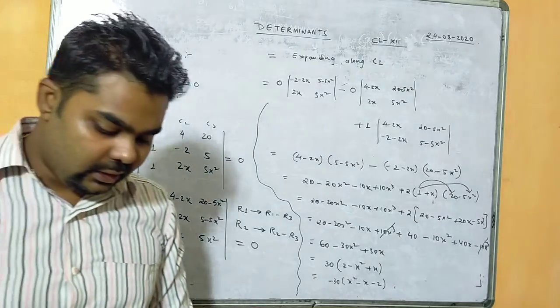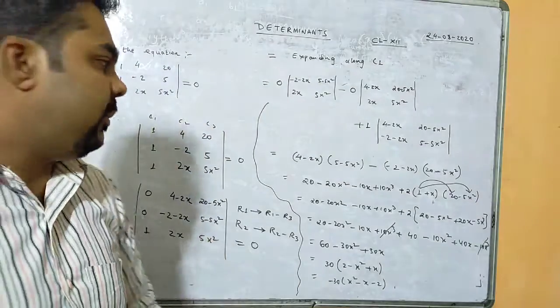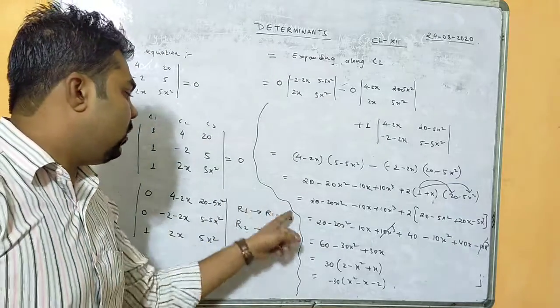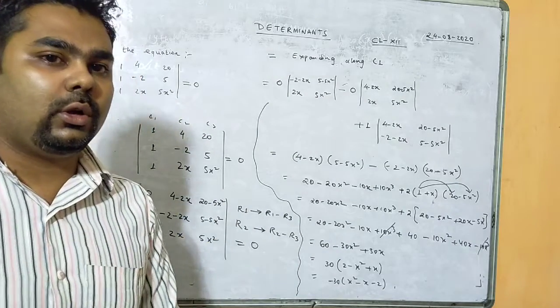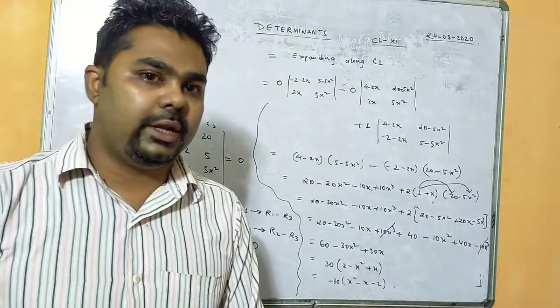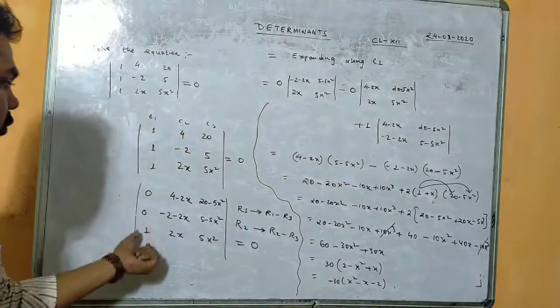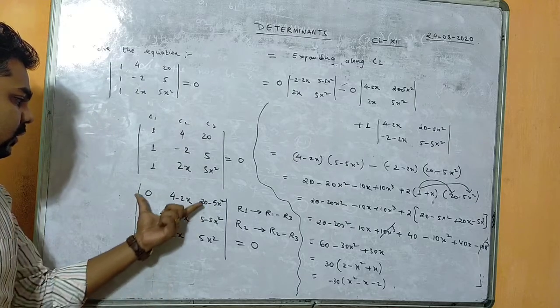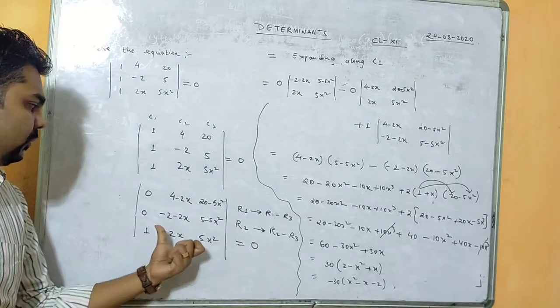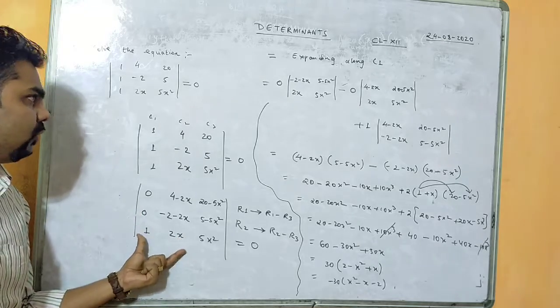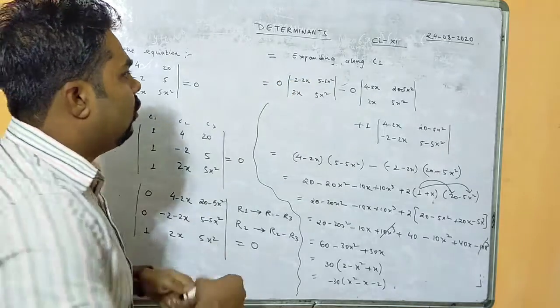In any determinant we can do a maximum of two operations, like either row 1 or row 2 we can change, or column 1 or column 2, or column 1 or column 3. We cannot change all three rows or three columns. So this is the left hand part. Now we made two zeros. Now we will expand this along column 1.